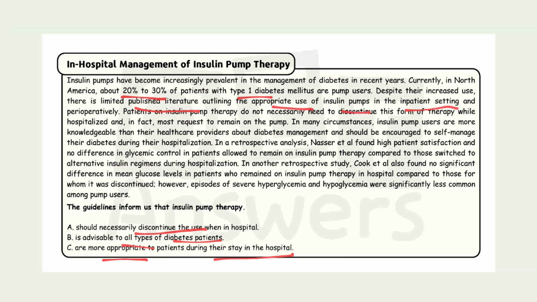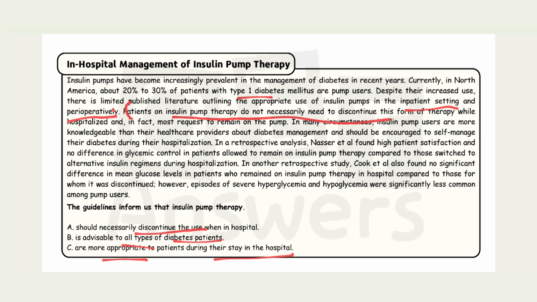So in the hospital, how do we have to use it? The limited literature has stated that perioperatively, before the treatment, if the patient is on insulin pump therapy, they do not necessarily need to discontinue. This point you can see visibly, right? So you can see it visibly, so you cannot consider this. Patients on insulin pump therapy do not necessarily need to discontinue this form of therapy while hospitalized.